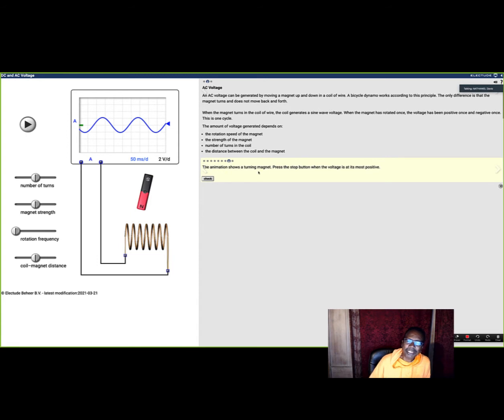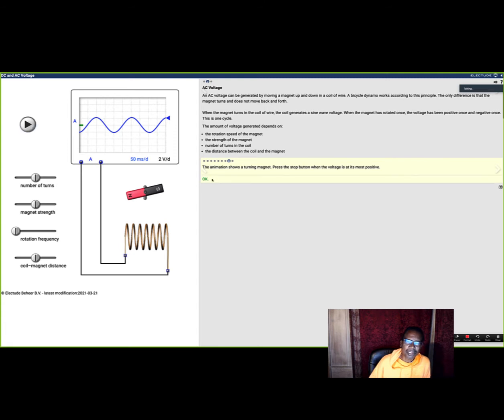The animation shows a turning magnet. Press the stop button when it's the most positive. This should be easier. See, that's the most. See this? This is the most positive of that signal. You know what this is good for? When it's triggering a transistor. Some transistors have to see the positive side of the signal to turn on.